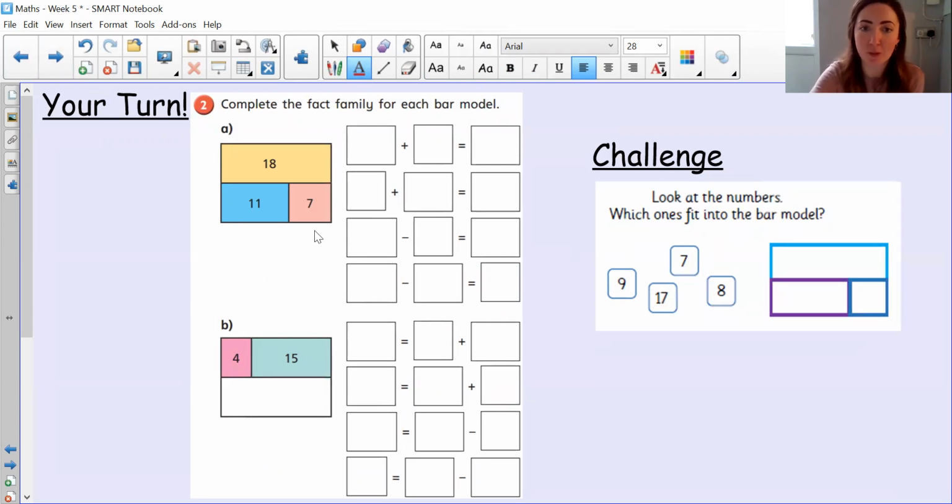Just like we've been practicing, it's with a bar model, working out the fact families from the bar models. And then as a challenge, we've got 4 numbers here. Look at the numbers and use whichever way you like to work out which ones fit into the bar model and where do they fit. Then can you write fact families for those as well?